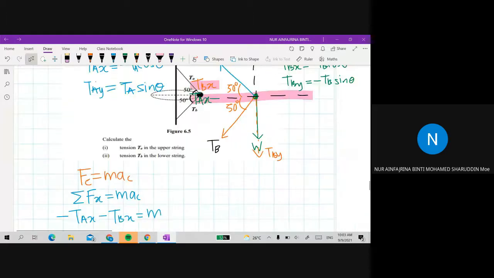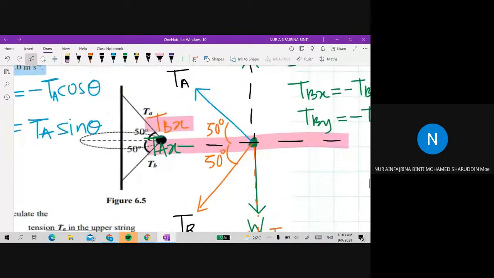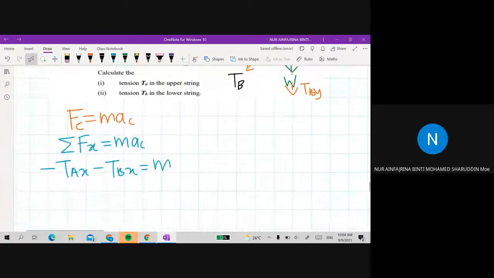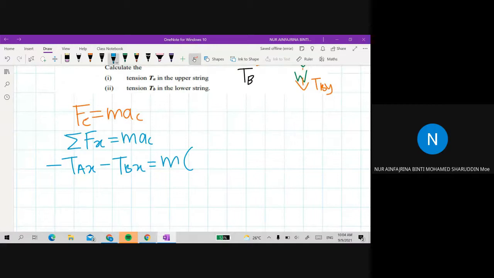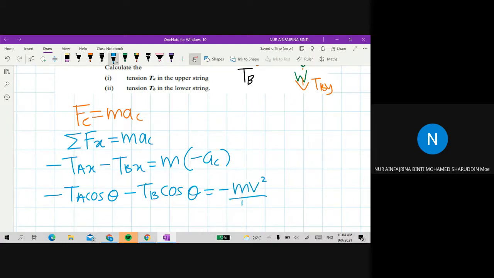What about the centripetal acceleration? Direction dia ke mana? Cuba tengok objek awak. Objek awak kat sini. Okay, objek awak ke sini. Kemanakah arah centripetal acceleration awak? Left. Kiri. Okay, so if dia to the left, centripetal acceleration dia positive or negative? Negative. Very good. And then we already resolve our TAX and TBX. Jadi masukkan saja TA cos theta minus TB cos theta equals to negative mv squared over r.